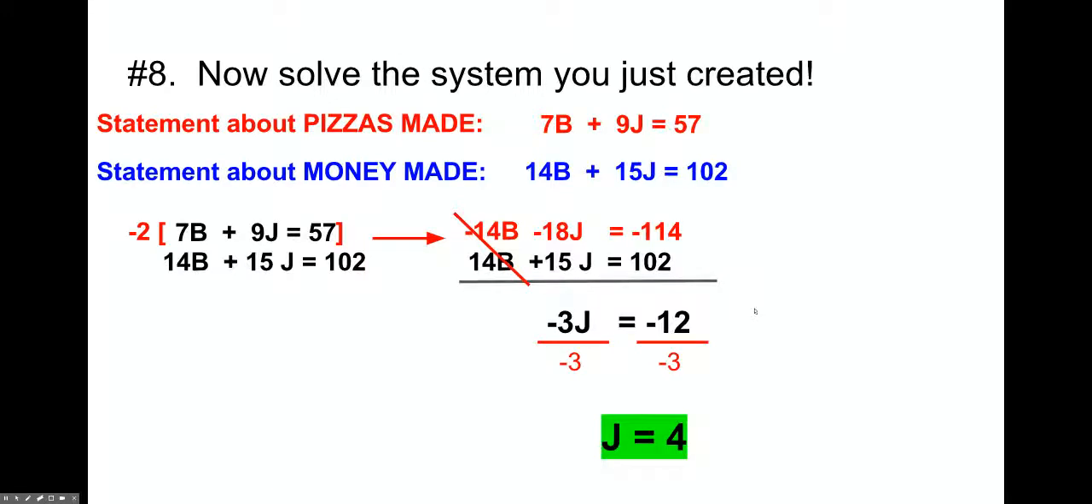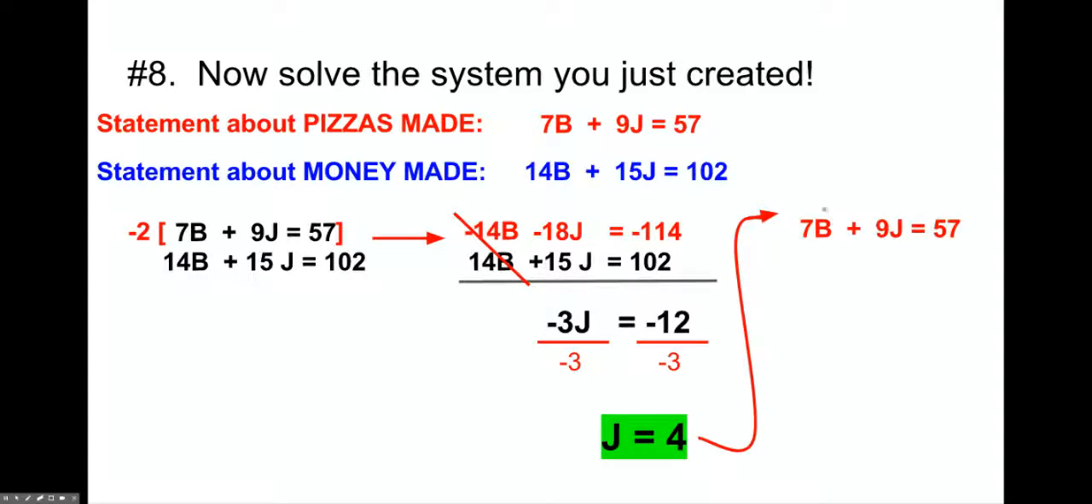We are still not done. We have to go back for the other letter in this problem. We have to go back for the B. So what we're going to do is pick one of these equations to finish the problem. What do you think is easier to work with? The top equation with these smaller numbers or the bottom equation with the bigger numbers? You get the same answer no matter what you pick, but I recommend you go with the top because the numbers are smaller.